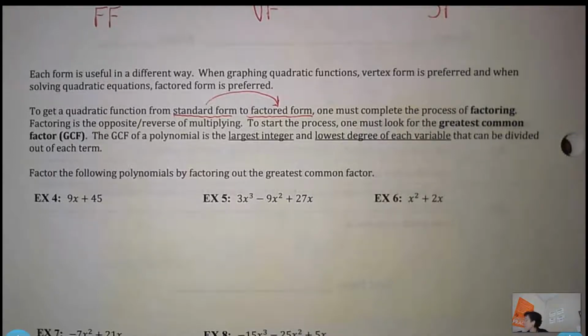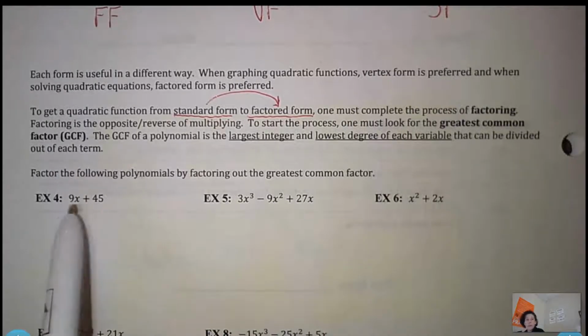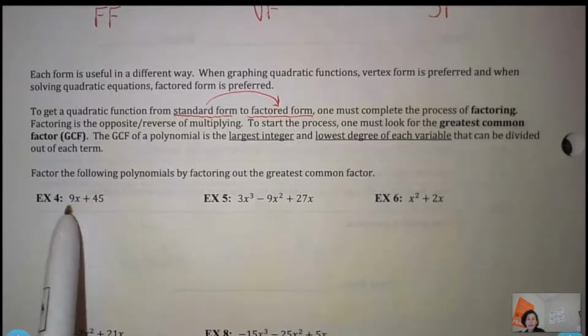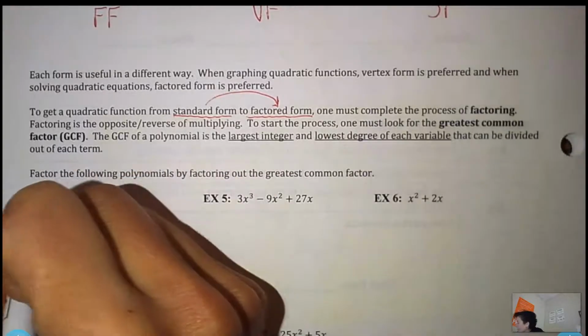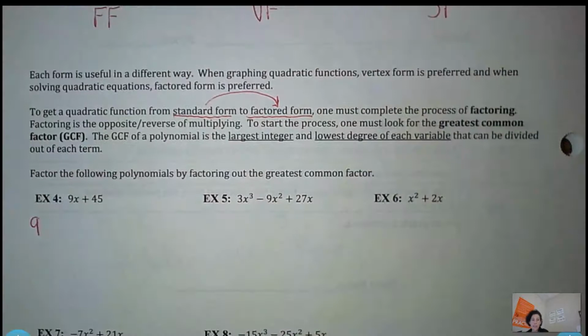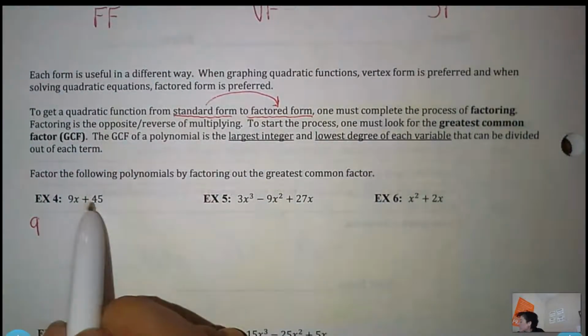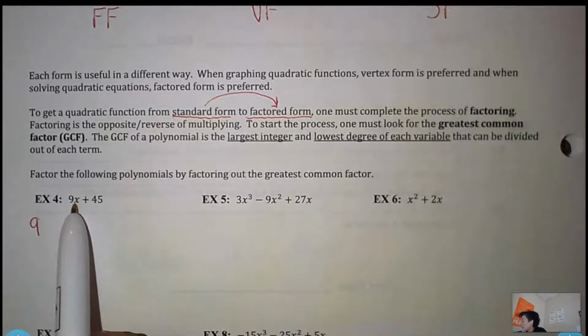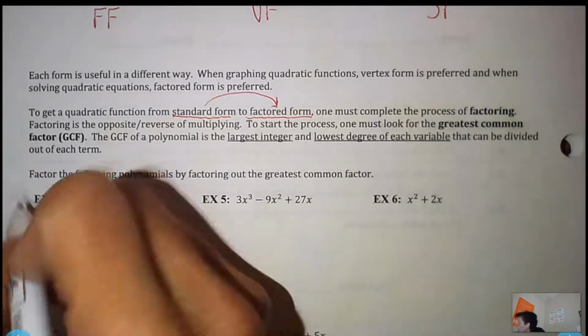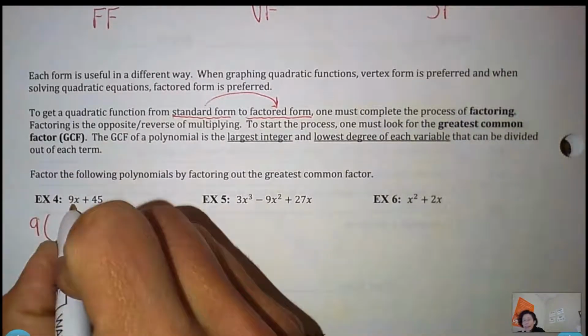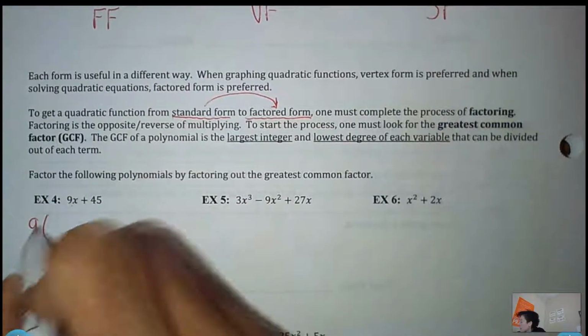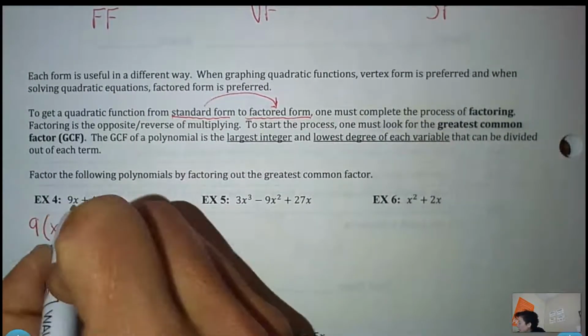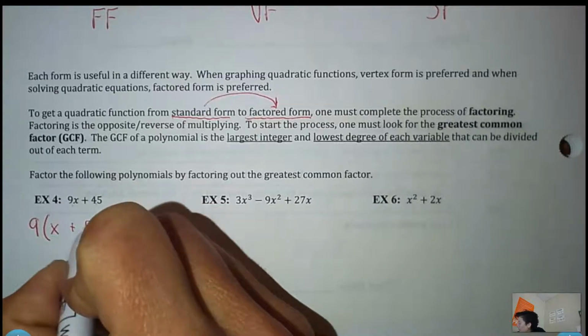All right, so when I look here, the first thing I notice is that both terms, 9 and 45, can be divisible by 9. So that will become a GCF. Then I look at each term and see, are there any x's that could come out or divide out or factor out of each term? And that's not possible because this term has an x, but this one doesn't. So we are left with, when I divide 9 out, an x from here and a 5 from here.